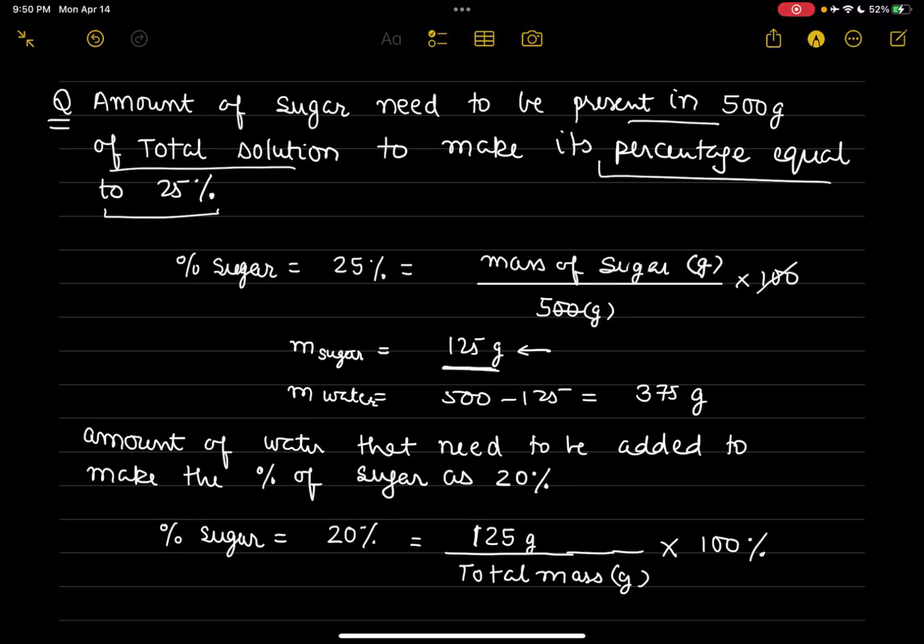Tell me quickly. Will it be 500 because the sugar is same, the percentage has changed? How has the percentage changed? You have added water. If you have added water, the mass will change. Are you getting the point? Yeah. Because if the sugar is same, the denominator must increase so that the percentage should decrease.